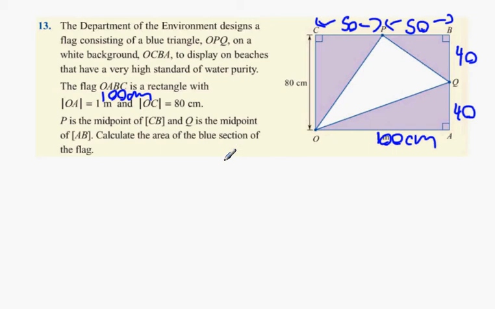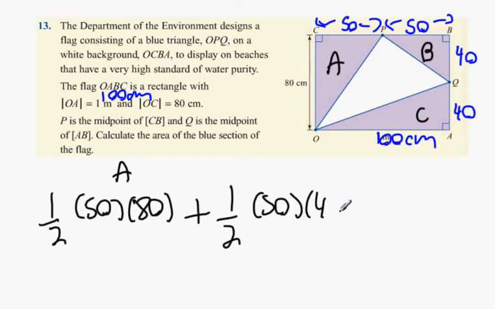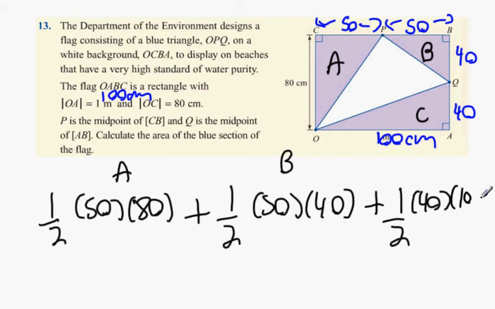Now, to get the blue sector, I'm thinking I have 3 triangles. I'm just going to add the 3 triangles together. I'm going to call them triangle A, B, and C. So it's going to be a half 50 times 80, a half base by height, that's A. Triangle B is a half 50 times 40, and triangle C is a half 40 times 100. Now what we're going to get here is 40 times 50, which is 2,000.